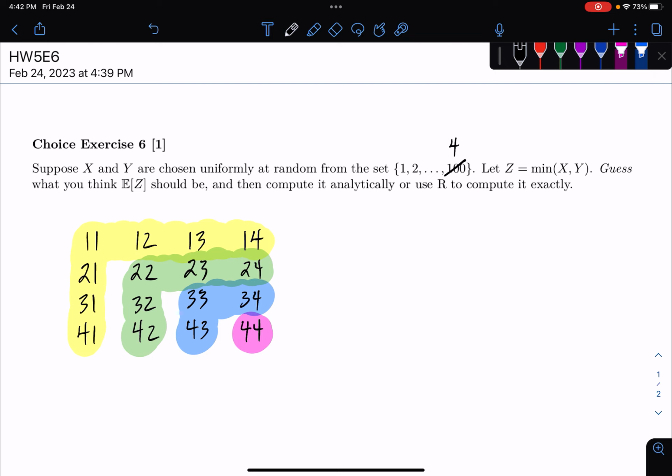Okay, so let's look. This yellow band has 4 plus 3 of them. It has 7. And this next band has one less in this row and one less in this column, but we're double counting, so this is going to be 5. And this is going to be 3, and this is going to be 1.